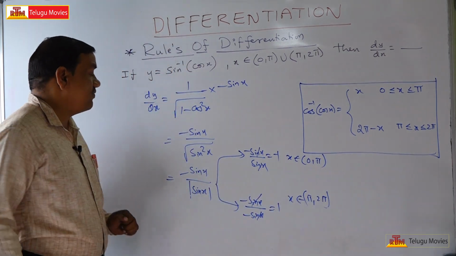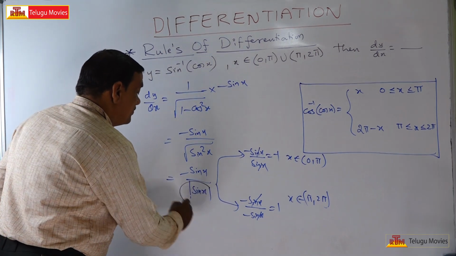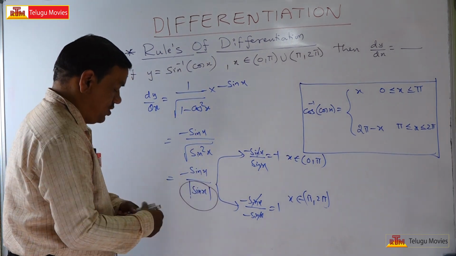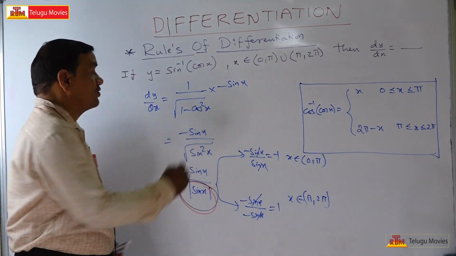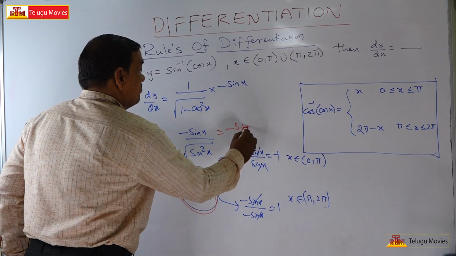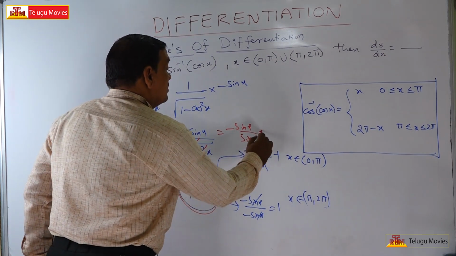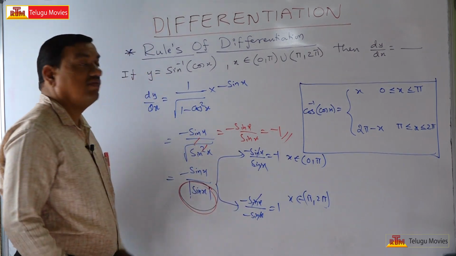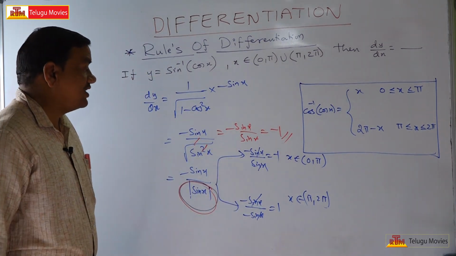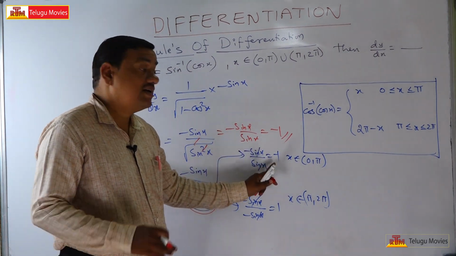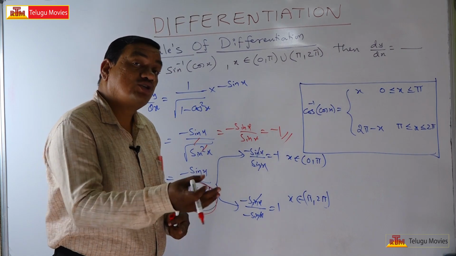Students generally will make a mistake here. What they will do is immediately take root of sin square, minus sin x by sin x, the square root will get cancelled, therefore minus 1 will be the answer. They will declare that minus 1 is the answer. No, that is not it. It is minus 1 when x belongs to 0 to pi. It is 1 when x belongs to pi to 2 pi.